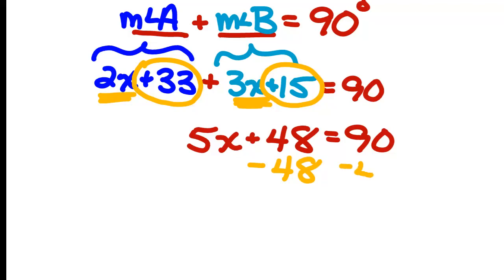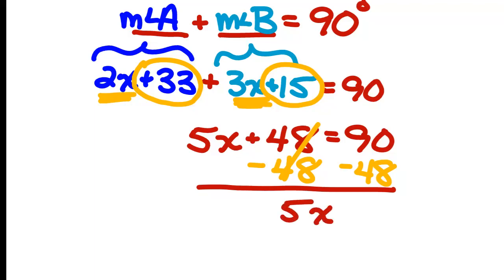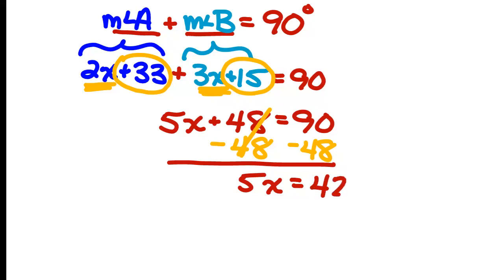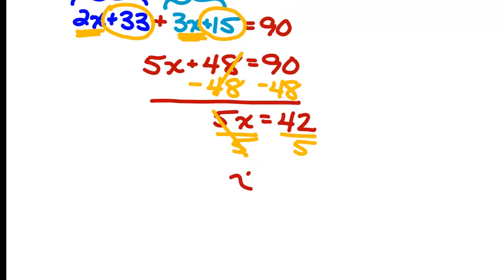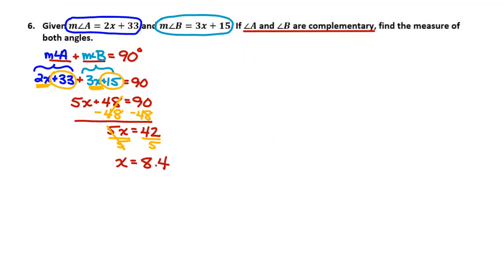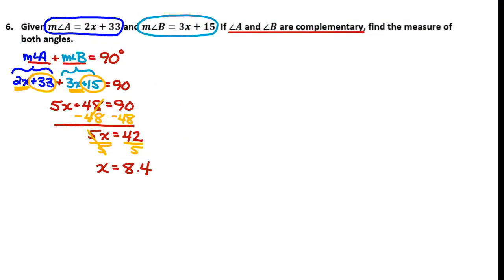Then we subtract 48 from both sides. I get 5x equals what? 42. And then we divide both sides by 5. Do I get a whole number when I do that? No. X is going to be a decimal. Decimals don't mean you did it wrong. What is this one? 8.4. We are supposed to find the measures of both angles.